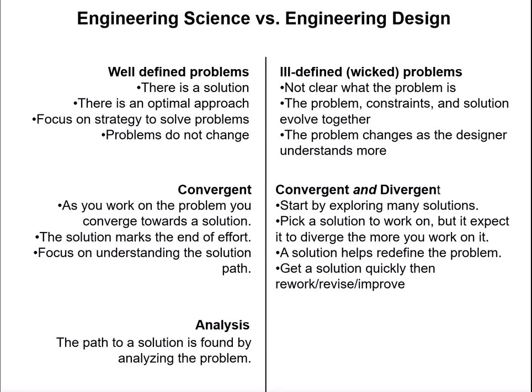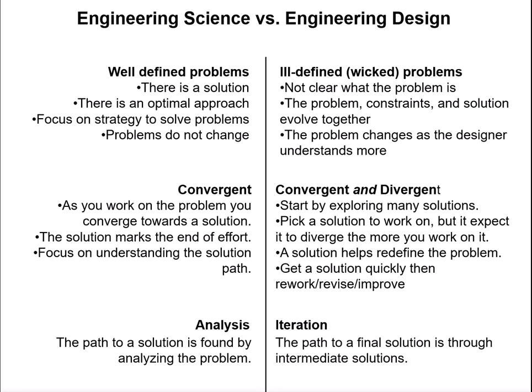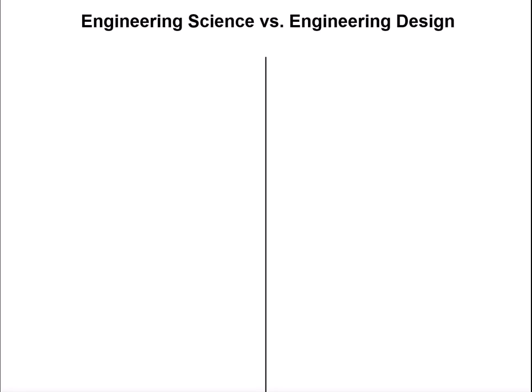In engineering science, it focuses on analysis. The path to a solution is found by analyzing the problem. In design, it's through iteration. The path to a final solution is through the intermediate solutions we iteratively put out there.